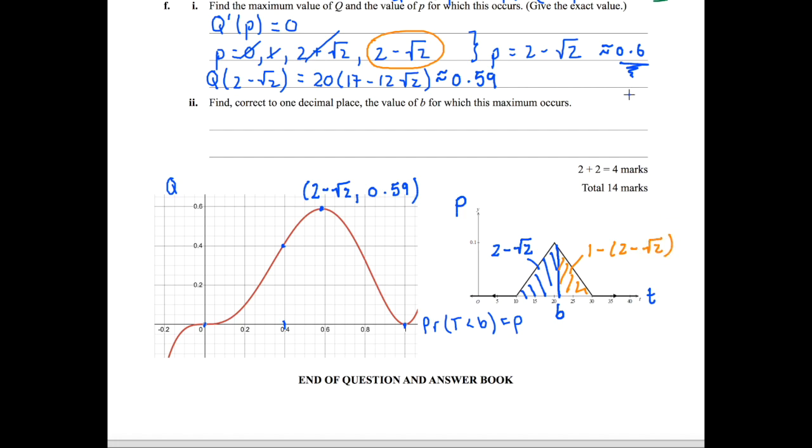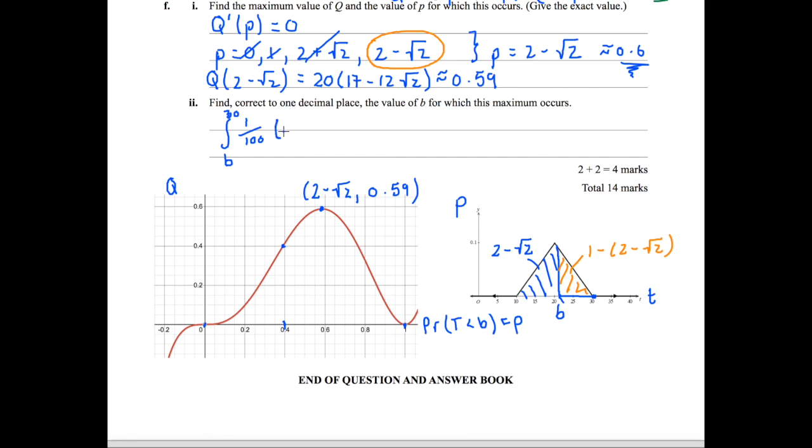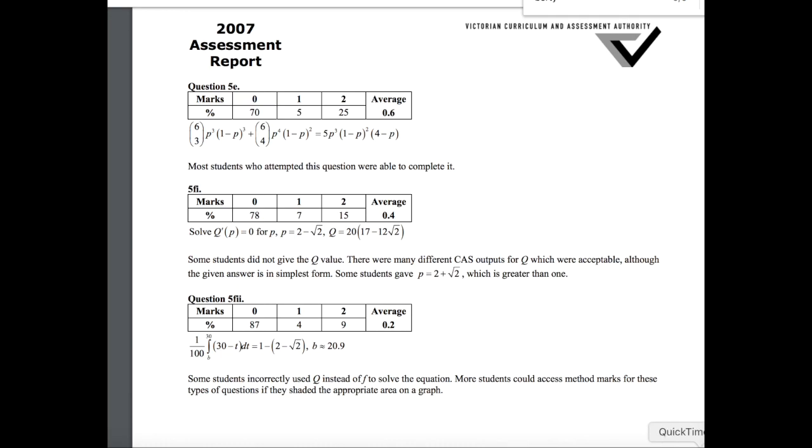So what we can do is use this one simply because we don't have to deal with two functions if we just take this part of it, and we can say that the integral from b up to 30, so to here, up to 30, of, what was the original function? It was 1 on 100, let me quickly check, 30 minus t, dt is equal to 1 minus 2 minus root 2. Solving that for b gives us 20.9 approximately.